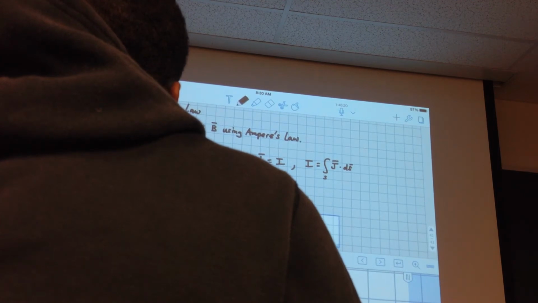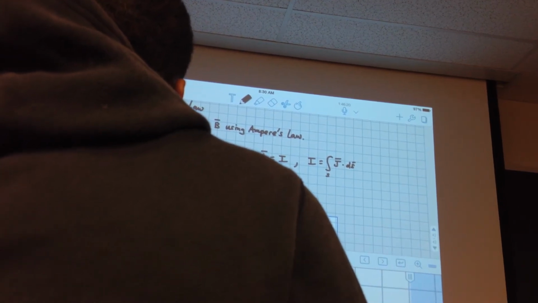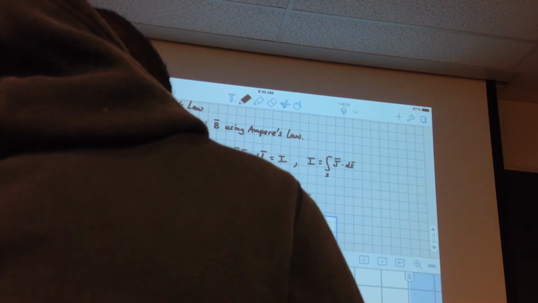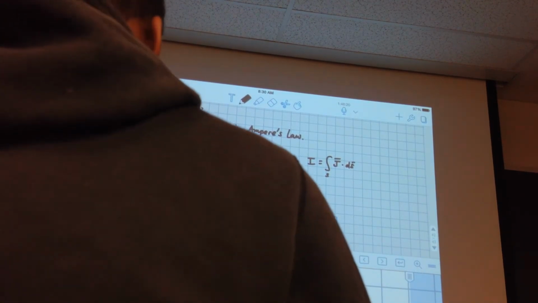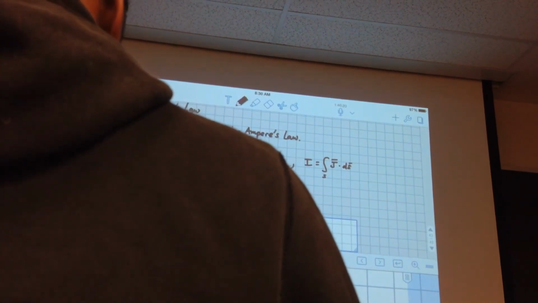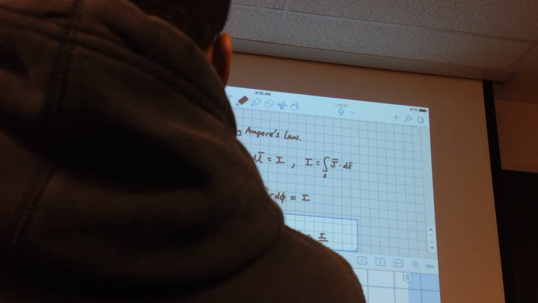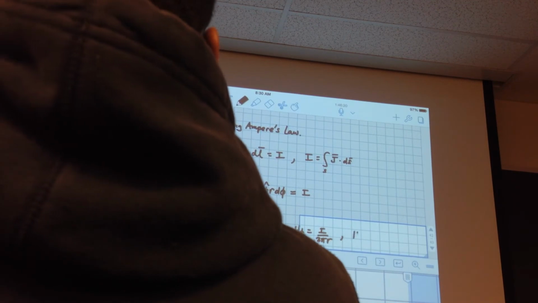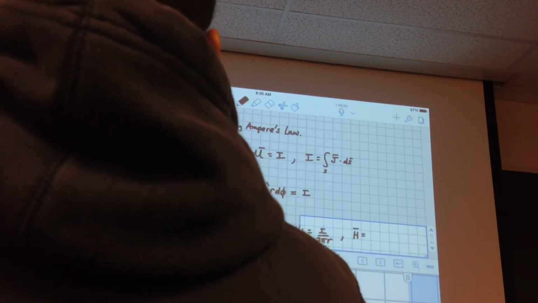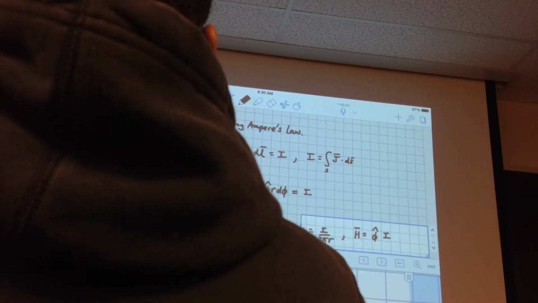Okay. So phi hat dot phi hat is 1. H phi can come out. R can come out, because it's constant over that contour. You've got an integral from 0 to 2 pi of d phi, that's just 2 pi. On the right-hand side is the current I. Okay. So H phi then is I divided by 2 pi times r. So the magnetic field H is phi hat I divided by 2 pi times r.